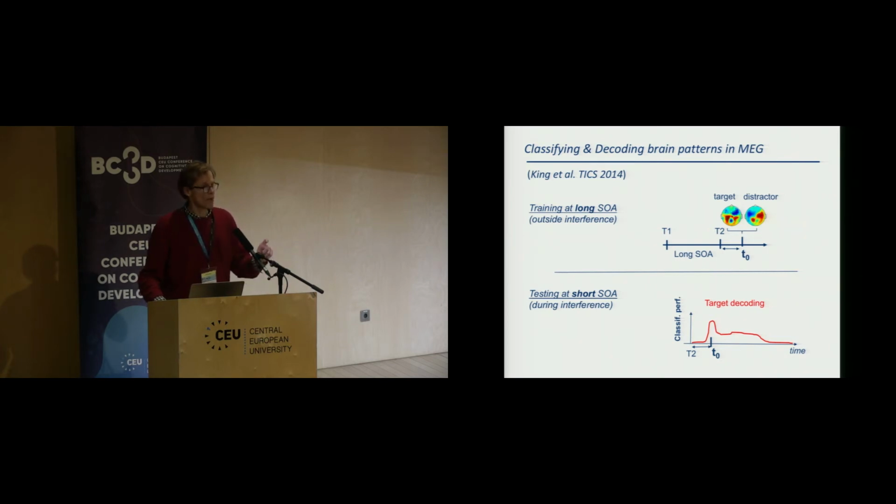You will go outside of the interference between T1 and T2 because you want to focus on T2. So you would use a long SOA, and then you would test the classifier at short SOA to see what you can decode. Now, if you can decode, so if the classification performance is above chance level at the same time points, you can say, well, yes, the mental representation of the target is there in the brain at that time.